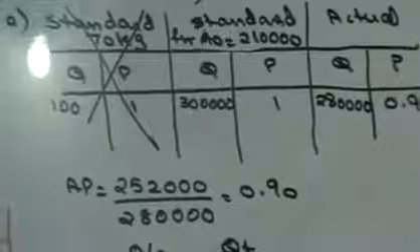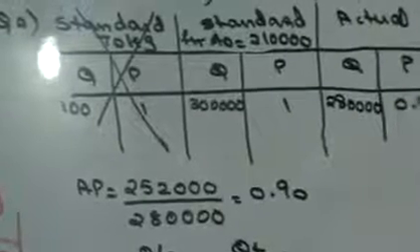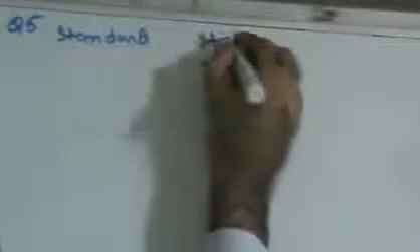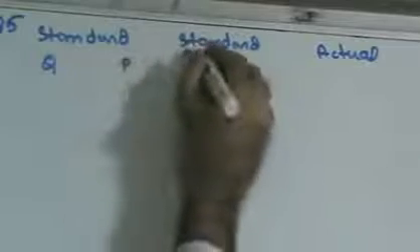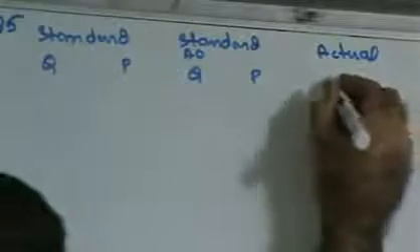I'm not getting the variances for you. You should be able to get the variances on your own. It's a straight application of formula. Next, let's see the next one, guys. Let's see question number 5. Standard, actual: quantity, price for actual output, quantity, price, quantity, price.